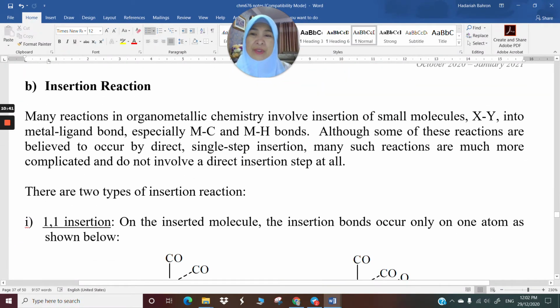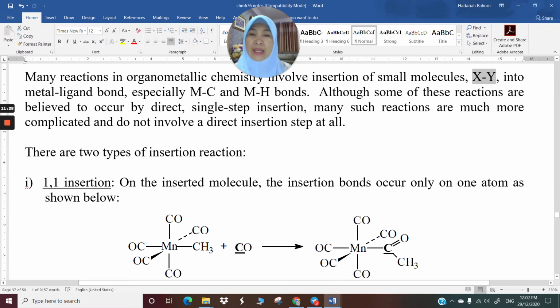The second reaction that I would like to talk about is called the insertion reaction. Insertion reaction is when you have a small molecule coming in between your metal and carbon, or in between your metal and hydrogen. We all know that organometallic compounds have metal to carbon ligands. If a small molecule inserts itself in between the metal to carbon bond, that reaction is called an insertion reaction. Insertion of a small molecule XY, where X is equal to Y or X is not equal to Y, is still a small molecule. If XY can put itself in between the two atoms, metal and carbon, that is an insertion reaction.